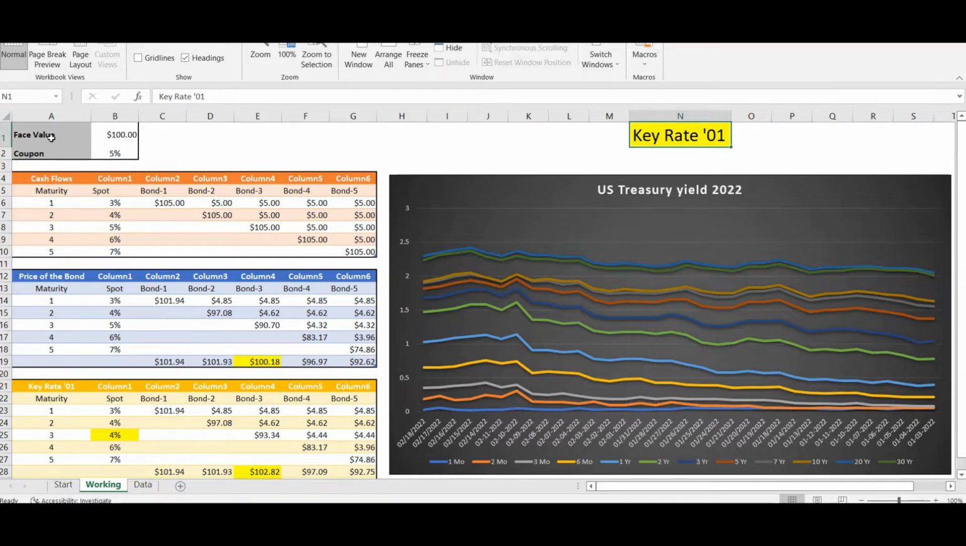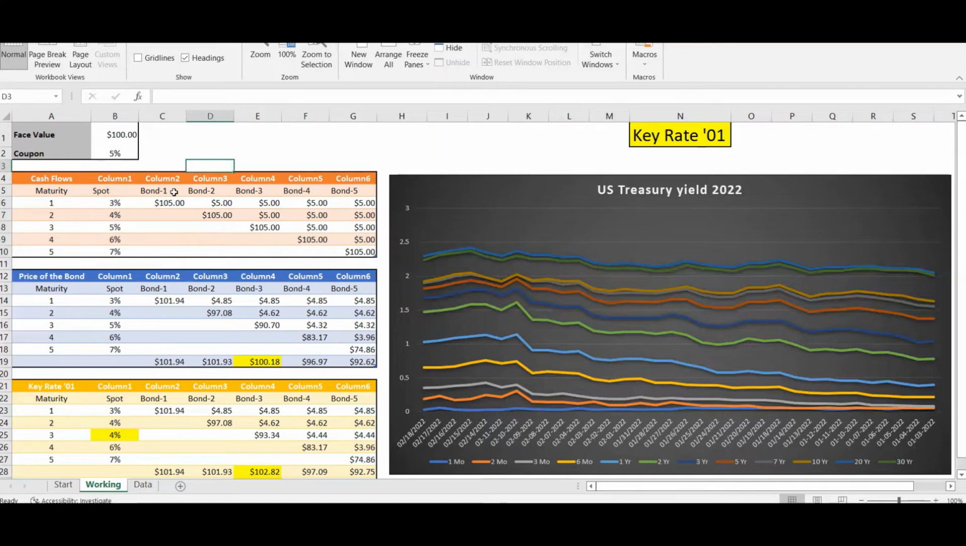For that, consider a bond with a face value of $100 and a coupon of 5%, paying an annual coupon. For simplicity, I have just considered that there are 5 bonds, bond 1 till 5, with the respective maturities. Bond 1 has a maturity of 1 year, likewise bond 2 has a maturity of 2 years, 3 years, and bond 4 and bond 5 and so on. So these are the prevailing spot rates.